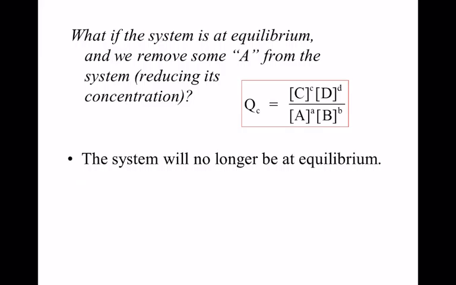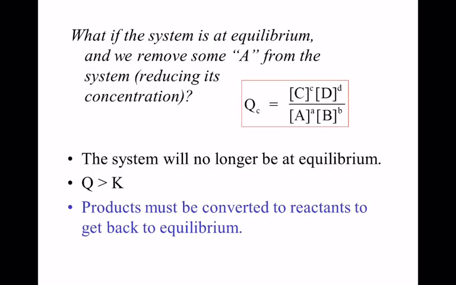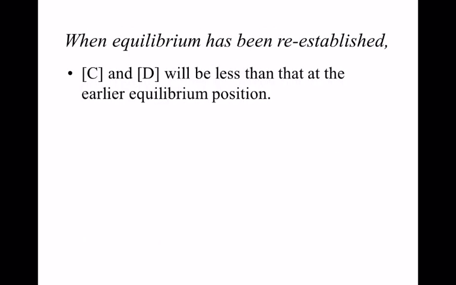All right. Okay, so we could look at it a different way. What about instead of adding A, what if we subtract A? If you think of the tug of war thing, if you subtract A, instead of pushing, you're kind of pulling. Notice that if you take A away, then you're taking away from the denominator, so your Qc is going to be bigger, and it's going to be bigger than your K. And what do we say about that? We said that you need to convert some products back to reactants.